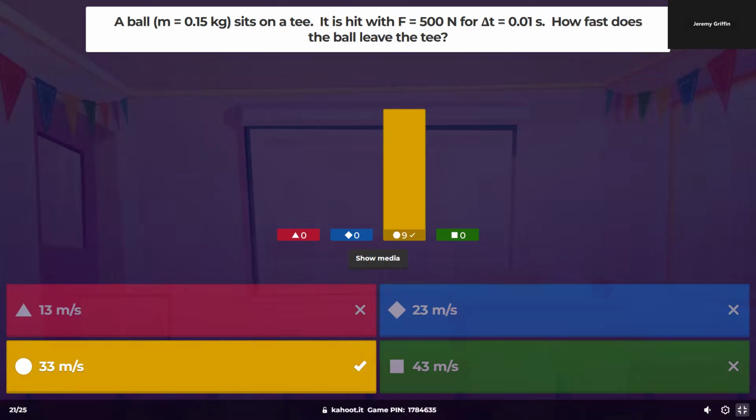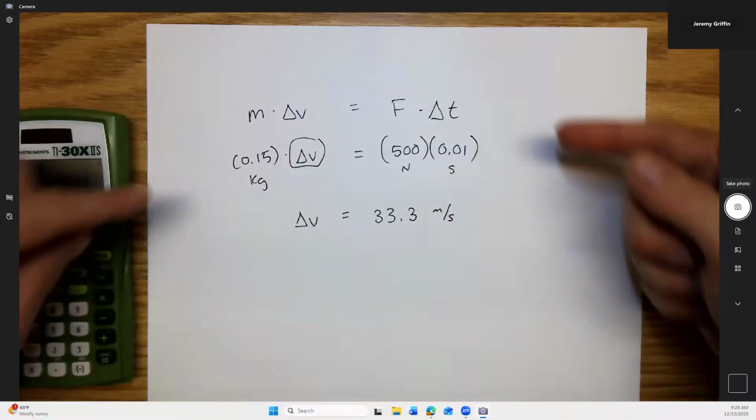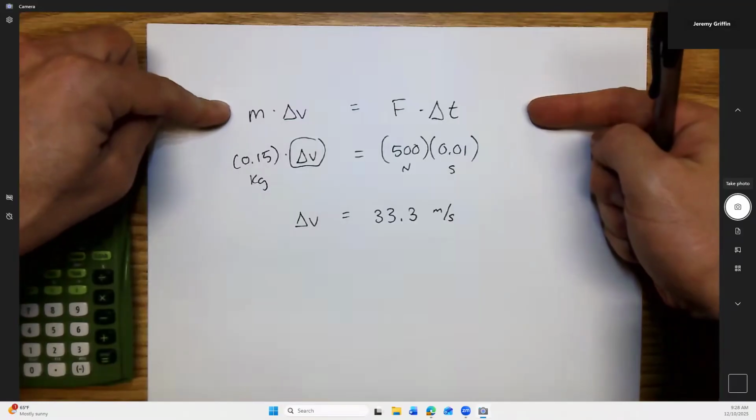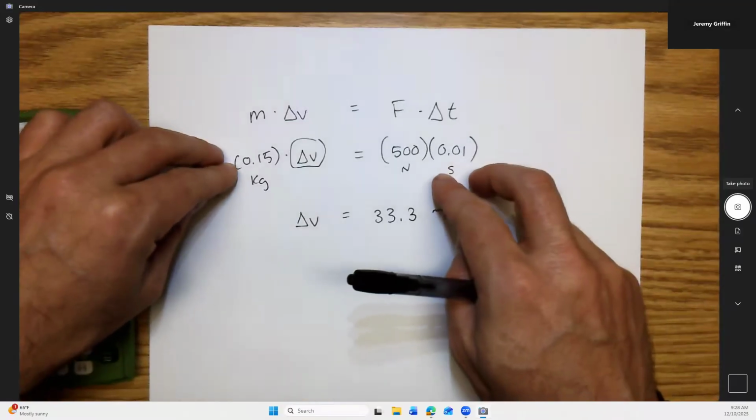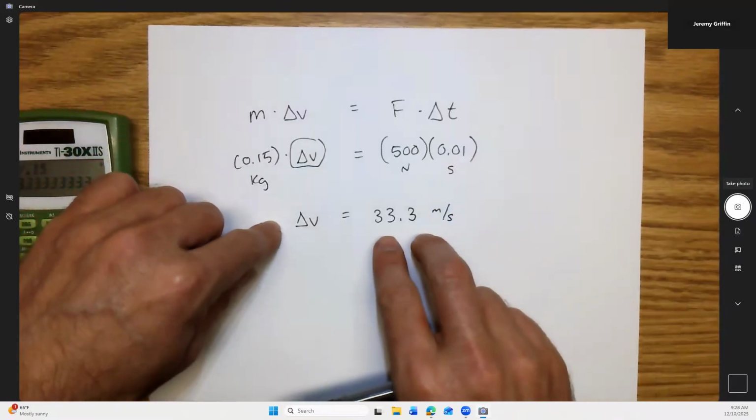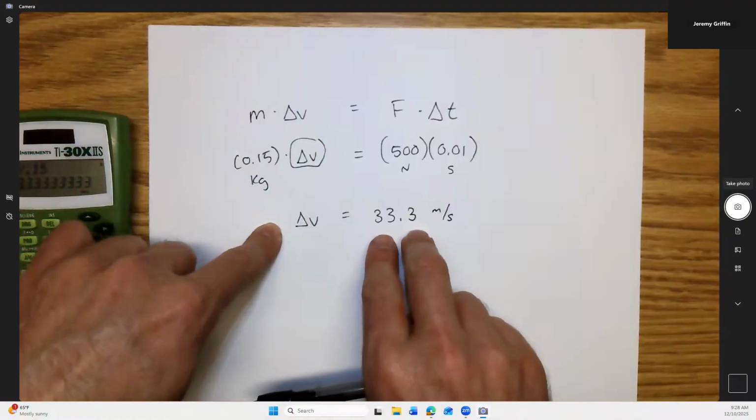Alright, so let's just solve this off screen. Here's your impulse formula. I gave you 3 of the 4 values, so you can list off the 4. And so now I got a delta V of 33 meters per second.